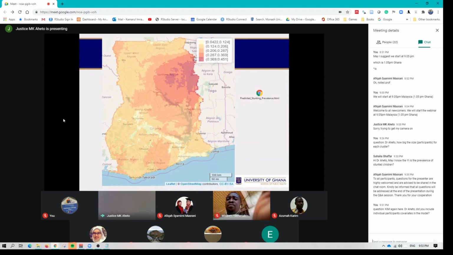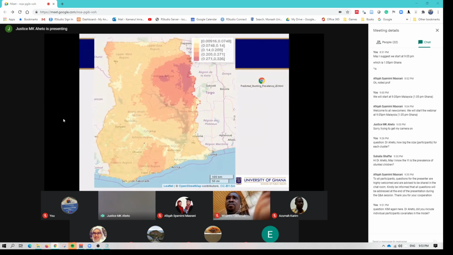So this is the one we have just looked at. This is the predicted stunting prevalence in Ghana. We also try to quantify the uncertainty around it using the 95% Bayesian credible interval, and that will be the next slide. This one is the lower 95% Bayesian credible interval, and that will range from about 0.1 up to 0.336.